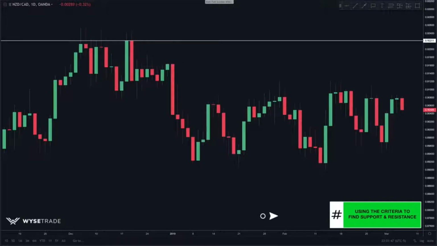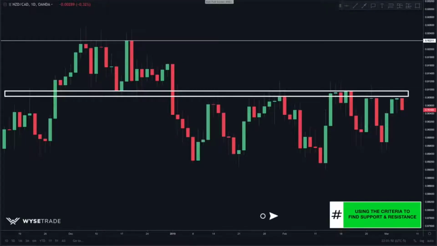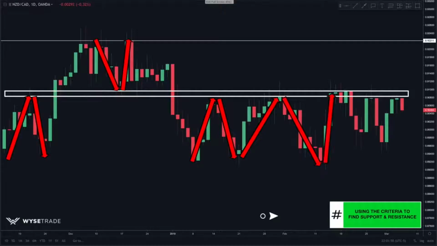So, moving on down. Now the next level we spot is this level here, with 6 rejections. Rejection 1, rejection 2, rejection 3, rejection 4, rejection 5, and rejection 6.